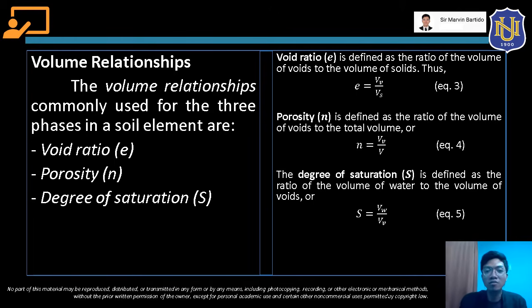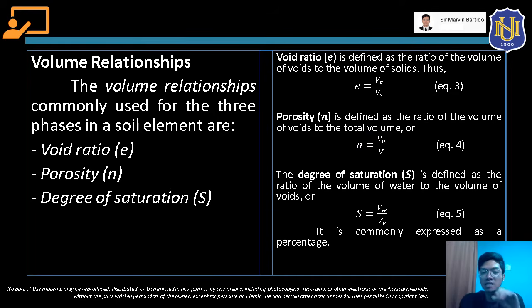Okay, so take note of these formulas and definitions for void ratio, porosity, and degree of saturation. It is commonly expressed as a percentage, itong degree of saturation. Pero yung void ratio tsaka porosity, class, ay mga decimal numbers, no? Ina-express natin yung mga yan in decimal numbers. So, ito lang degree of saturation, commonly expressed siya as percentage.